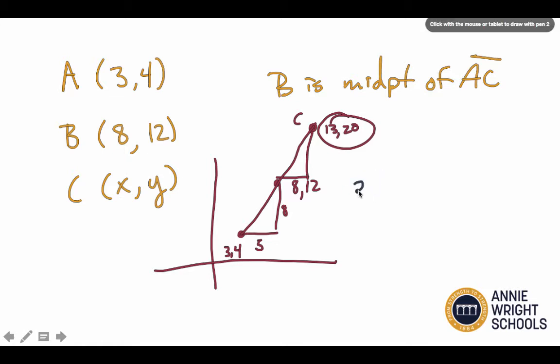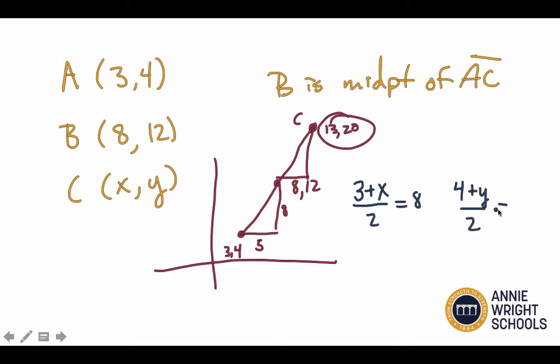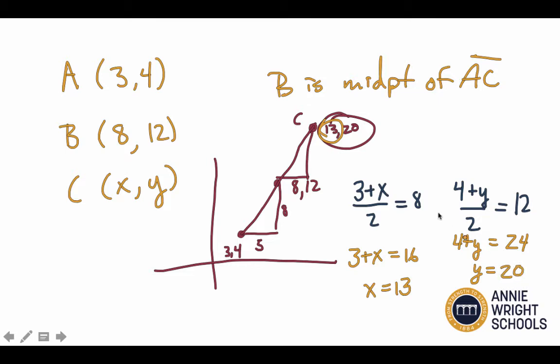Here's what I know. 3 plus the x-coordinate of C divided by 2 has to equal 8. And 4 plus the y-coordinate of C divided by 2 has to equal 12. When you solve these two equations independently, you'll see that what you get is 3 plus x equals 16, so x equals 13. 4 plus y equals 24, so y equals 20. Do you see how I got the same answers in a mathematical way?